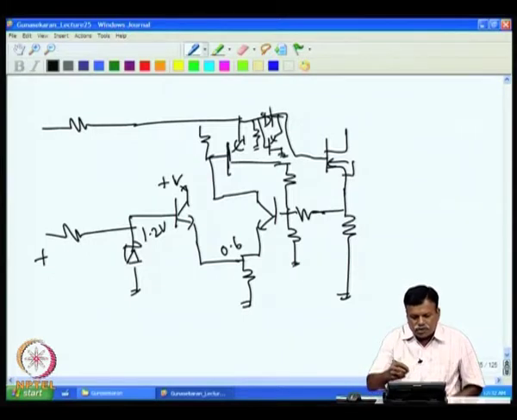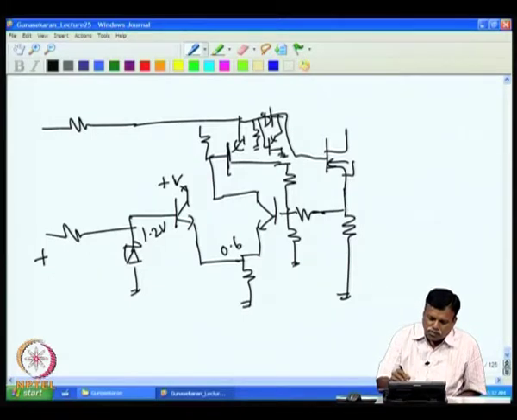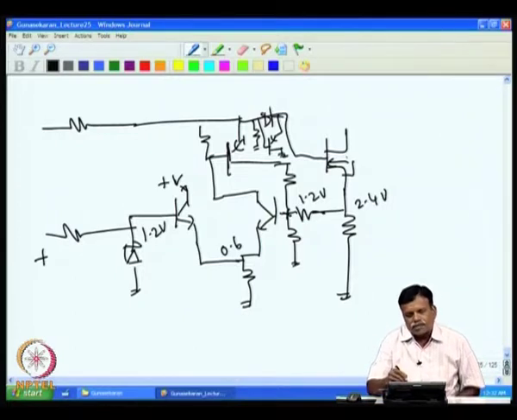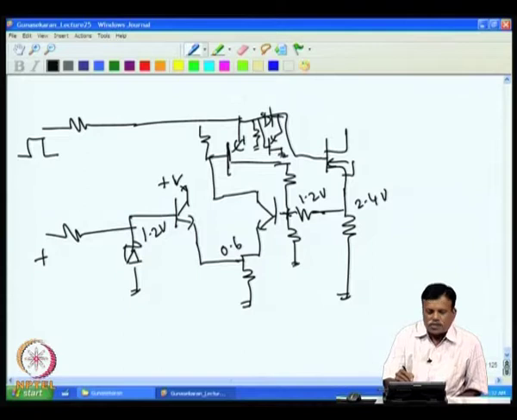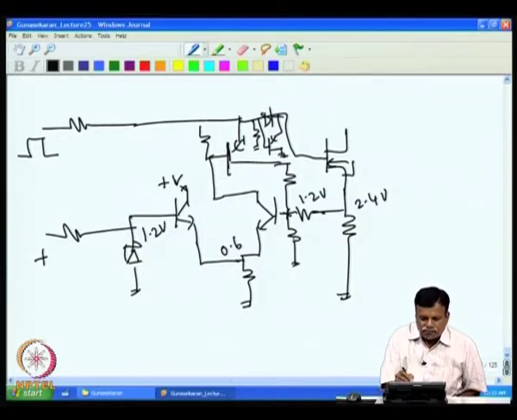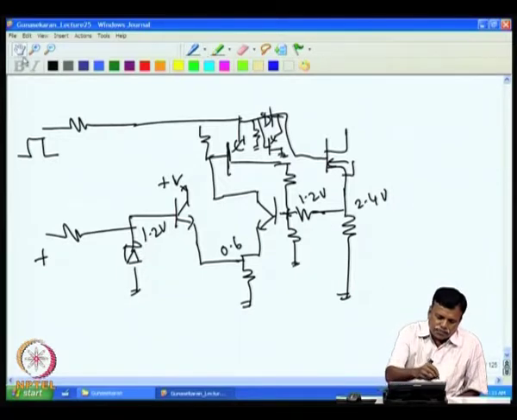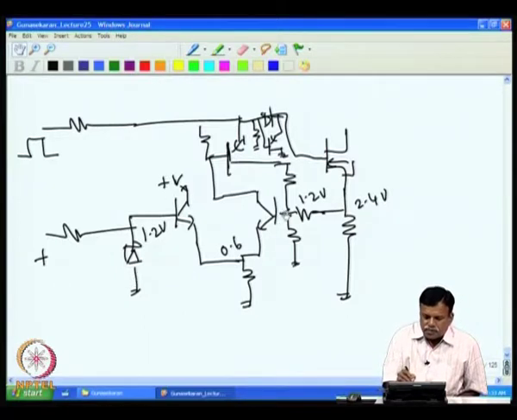So, once this voltage goes above 2.4, then this will go above 1.2, then this will be conducting, and then this function, the current will be latched, and then the transistor will be turned off fully up to the next pulse. When the next pulse goes to 0, this latch will reset, and then it is ready for the next short circuit protection. By incorporating this transistor, we have avoided the drift produced by this base emitter voltage.